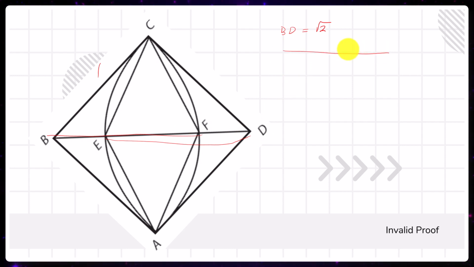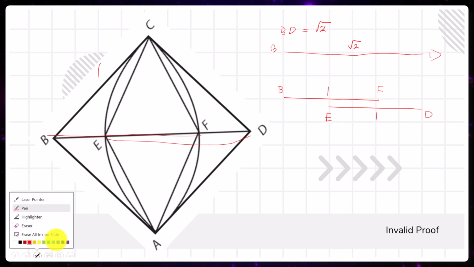So let's say this is our BD. Okay, I want to do it like this. Let's say this is BD and this equals square root of 2. On the other hand, what we have is this as, let's say, BF, and here we have ED. All right. So this equals 1 and this equals 1 again. Now, let's see what we can do.